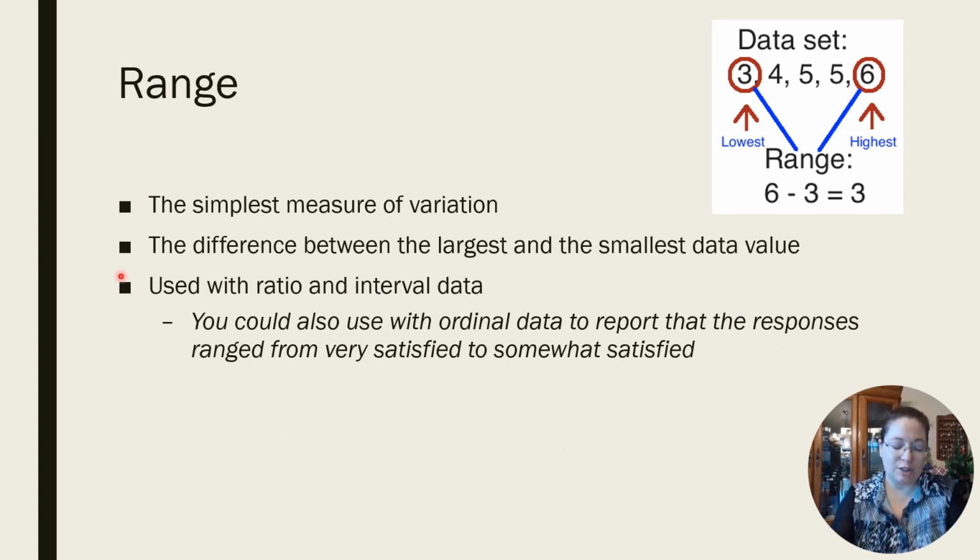Again, range and all of our other measures of dispersion can only be used with ratio and interval data. You can sometimes use it with ordinal data as well, but in that case, you have to report the actual responses, not the numerical values that represent those responses.